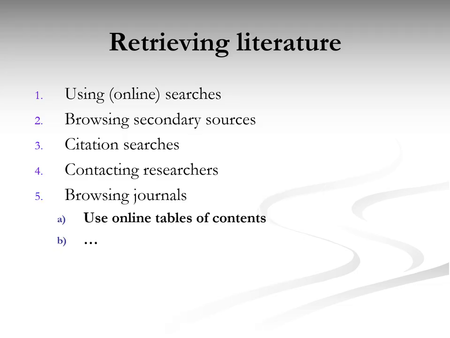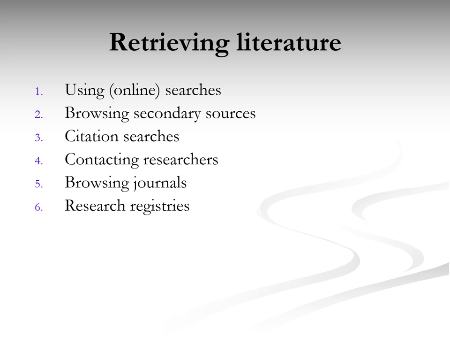Next step could be browsing journals. So again, online, you can use databases to see what articles or what papers are published in journals. Of course, here you are going to look at journals that are within the scope of your systematic review, so that these are publishing a lot of papers in the field of interest for you.